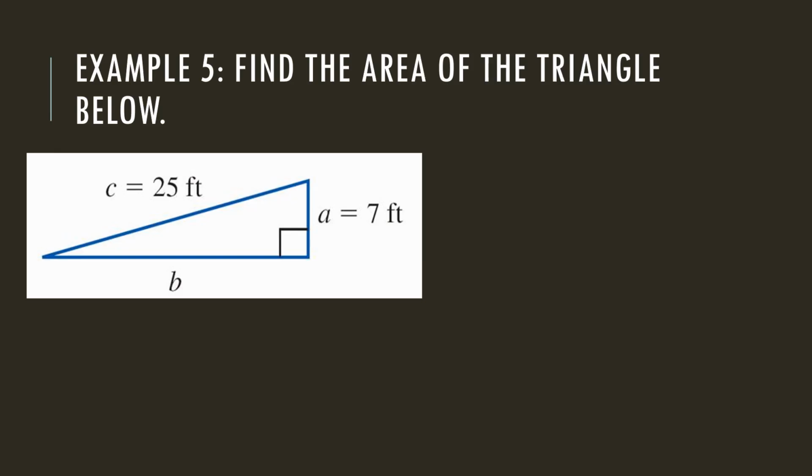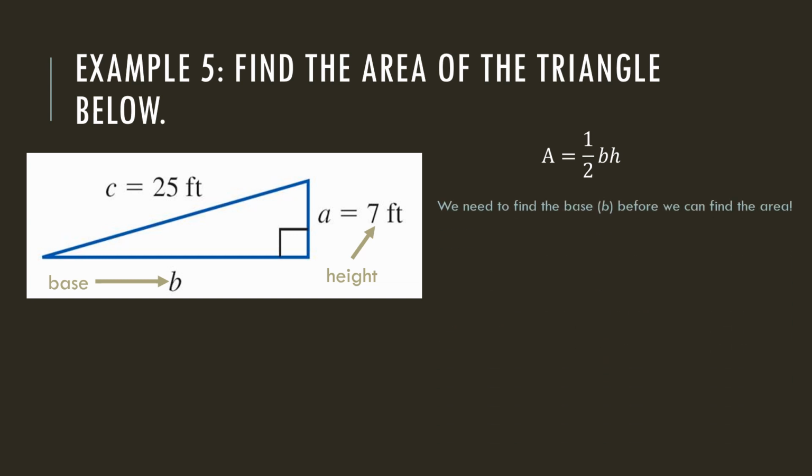Now let's find the area of the triangle below. We already know the formula for the area of a triangle. So that's area equals 1/2 base times height. Here we have the base. I'm looking at the picture now. So the base is B. The height is 7 feet. We need to find the base before we can find the area. So since this is a right triangle, we can use the Pythagorean theorem to find B.